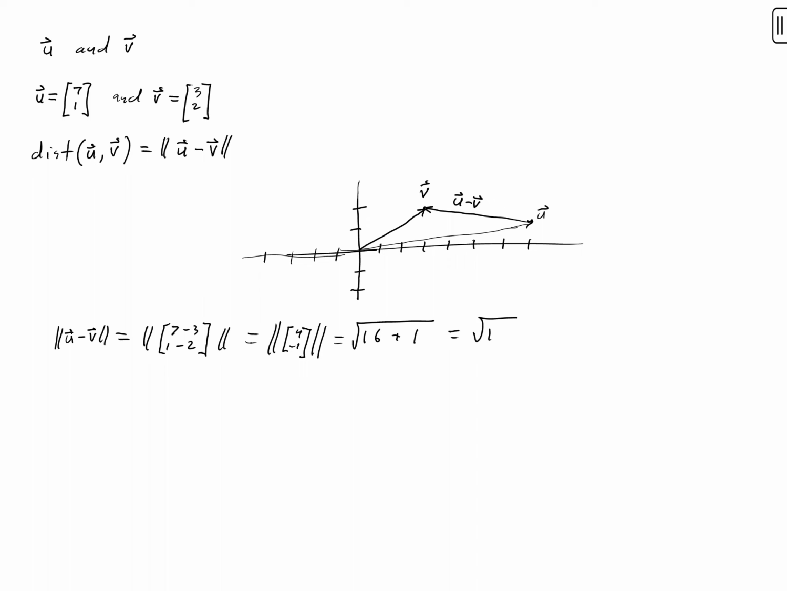Gives me the square root of 17. So the distance between these is, according to this, the square root of 17. Let's check and see if that actually makes sense on our diagram. So if I take my diagram, I can make it into a right triangle that has a length of 4 and a height of 1. So by the Pythagorean theorem, the hypotenuse has a length of the square root of 1 plus 4 squared, which is the square root of 17.